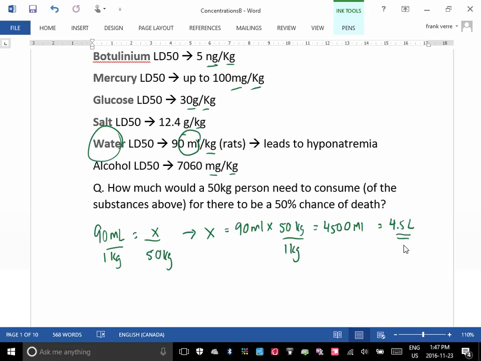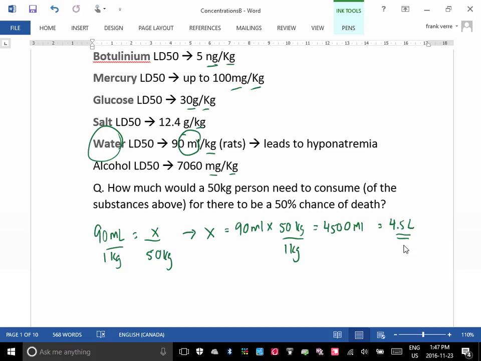If you assume it would be the same effect on rats, the idea would be this. If I took a population of 1,000 individuals and, magically speaking, each individual was exactly the same size, 50 kilograms, and I gave them enough water so that the concentration of water relative to their mass is 90 milliliters per kilogram, then half my population would die. That's the LD50 component.